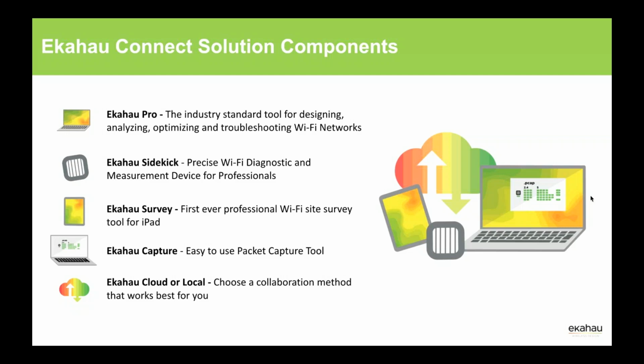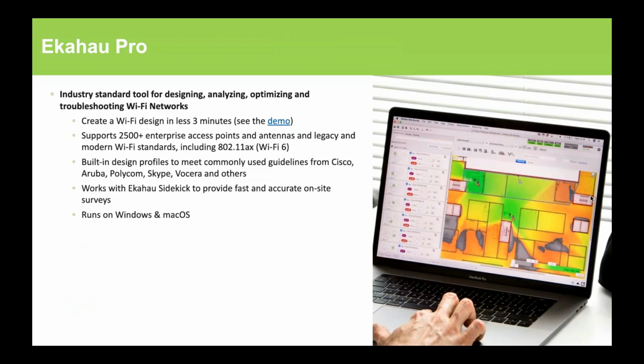So for the Ekahau Pro tool, just to highlight a few key features: this is really the industry standard tool when it comes to designing, analyzing, optimizing, and troubleshooting Wi-Fi networks. Very easy to get up and running with, so you can create Wi-Fi designs in literally minutes. And you've got 2,500 different access points and antennas that you can use to model these networks in 3D, so you can figure out exactly the right model access point, the right vendor, the right antenna that you want to use. Amit, Dale, do you use any type of external antennas in any of the retail environments that you work in?